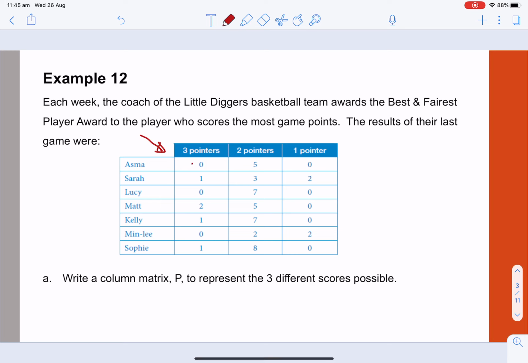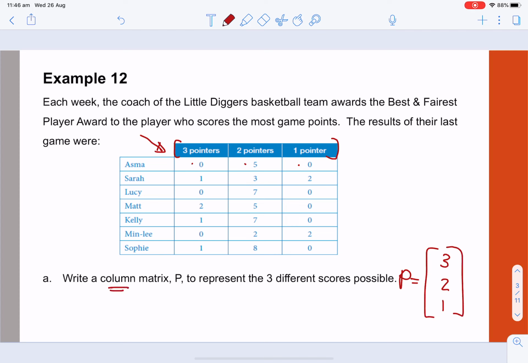So Asma scored no 3-pointers, she scored 5 2-pointers and no 1-pointers. So part A asks us, write a column matrix P to represent the 3 different scores possible. So when a player scores, they can either get a 3-pointer, a 2-pointer, or a 1-pointer. So these are the 3 options available when they're shooting. Not that they're really options, it's just whatever you get in. So we can either get a 3, a 2, or a 1 when we're shooting our goals.